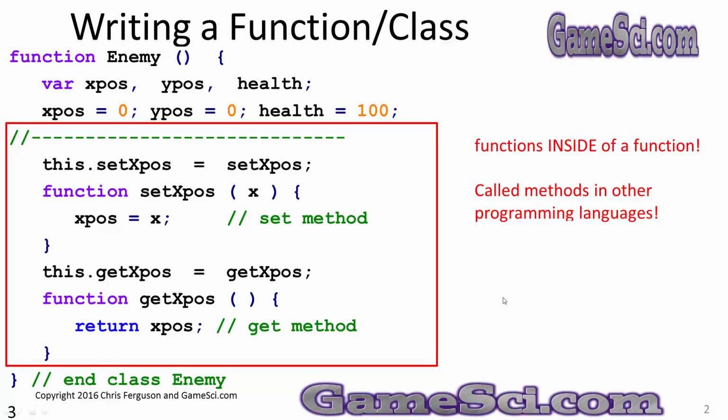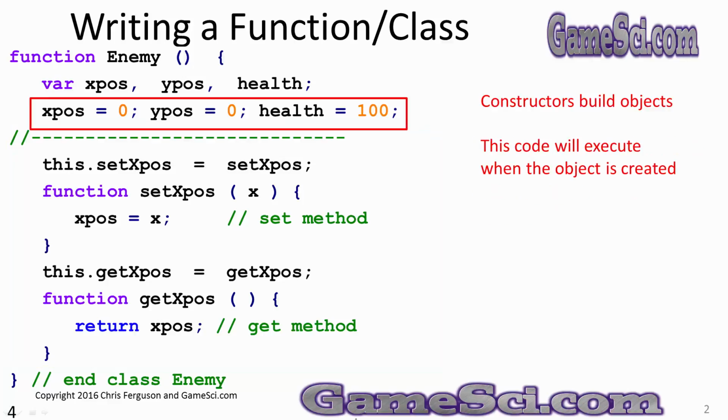But take that function and put it inside a class, put it inside of an object, and the object-oriented term for that is a method. Put simply, a method is a function that is part of an object. There's a term called constructor.